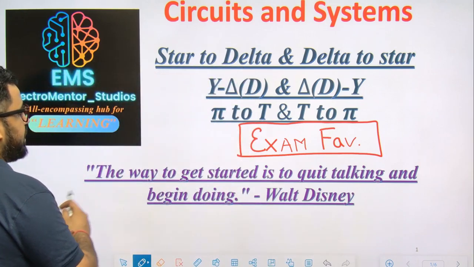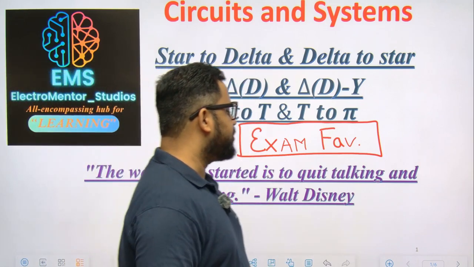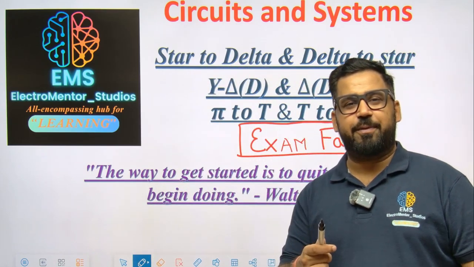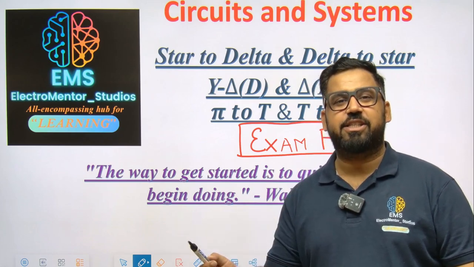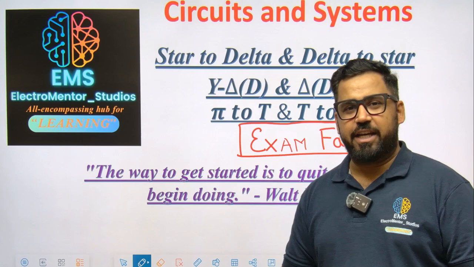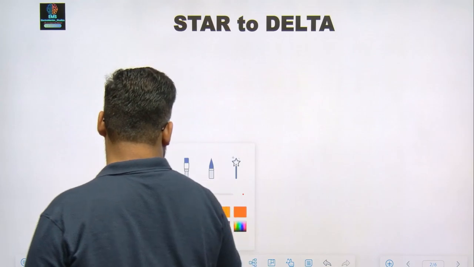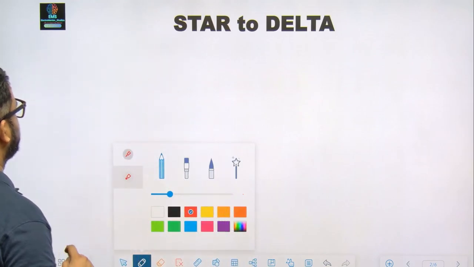So with this, the way to get started is quit talking and begin doing. You have to start practicing and quit talking that this I'll do or that I'll do. So with this inspirational quote, let us start with our topic, star to delta and delta to star conversion.